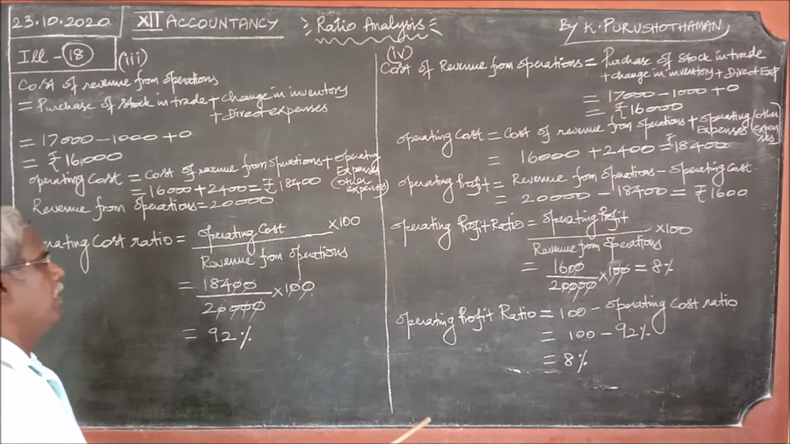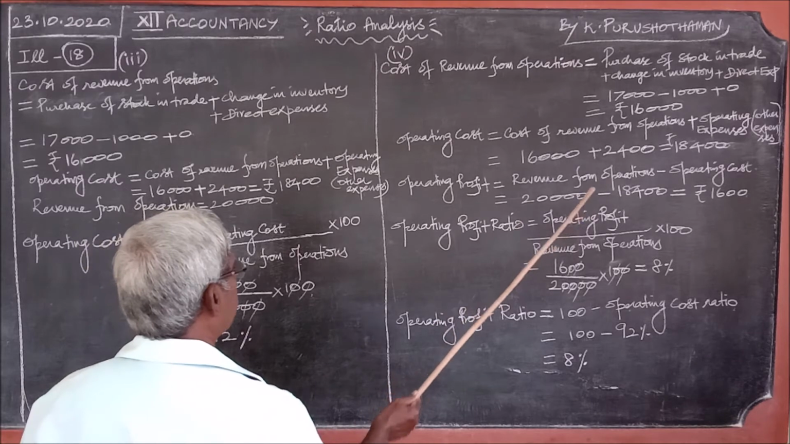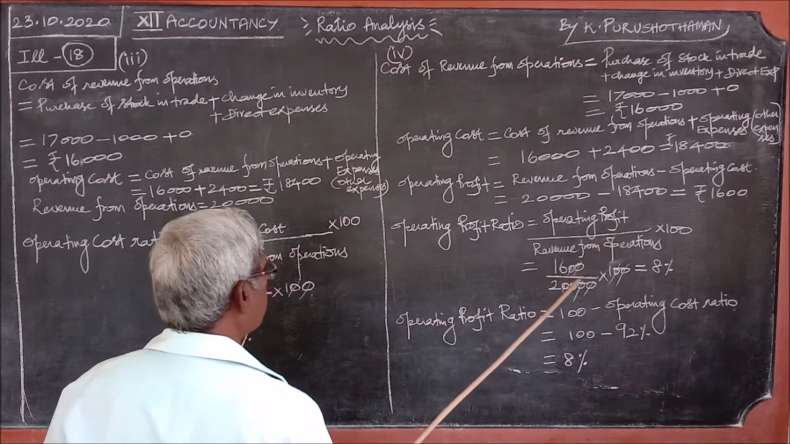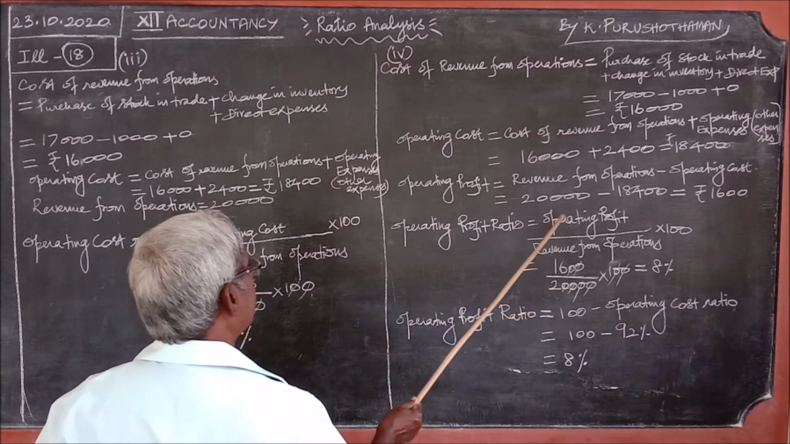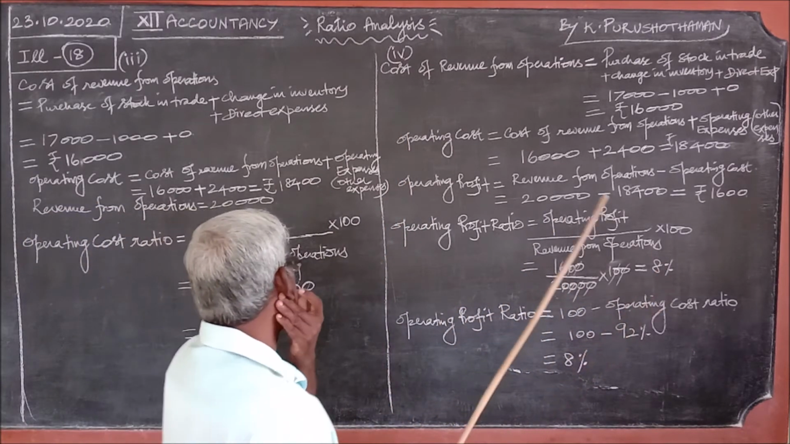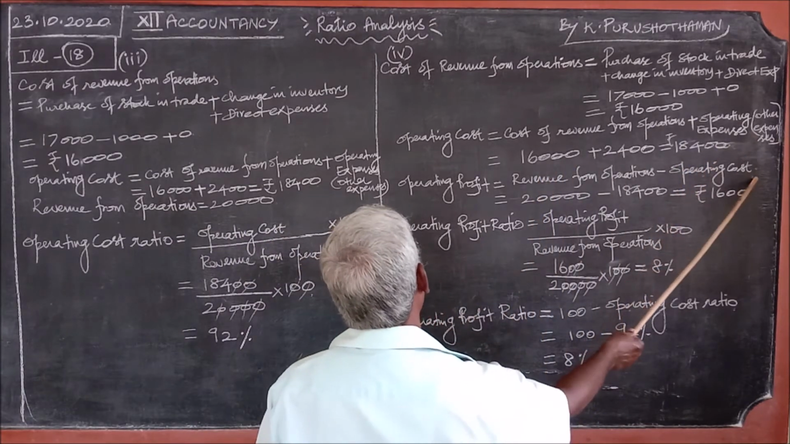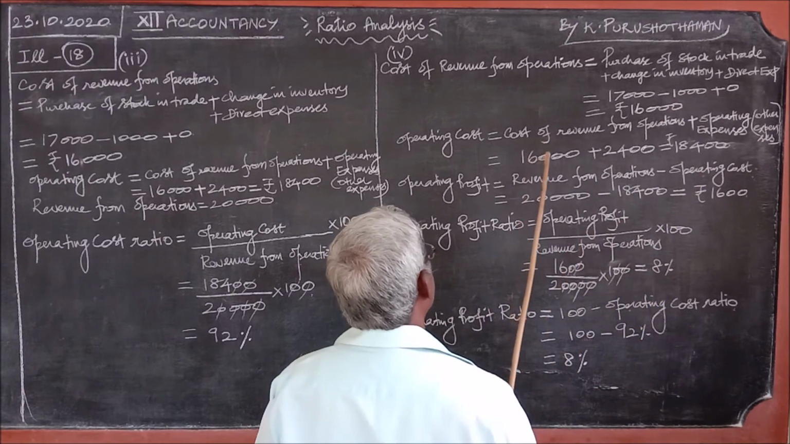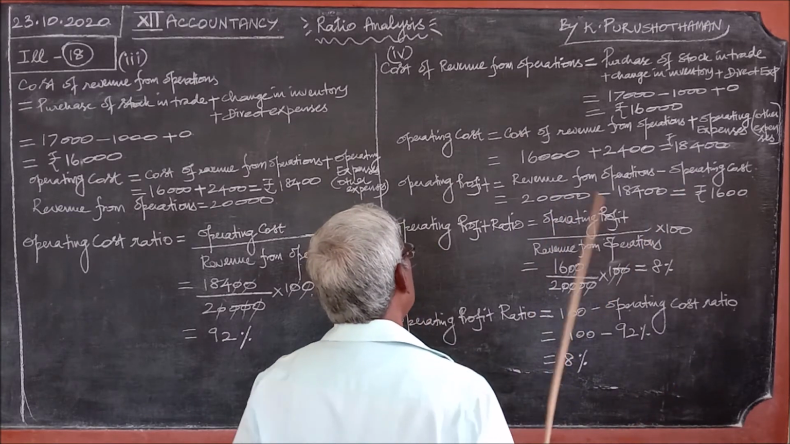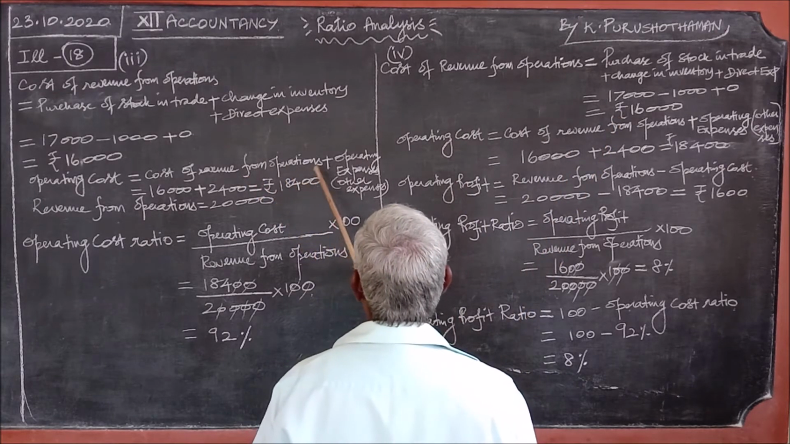And what about the operating profit ratio? Operating profit ratio is equal to operating profit by revenue from operations into 100. Revenue from operations is 20,000. We should find the operating profit. How to find the operating profit? Revenue from operations, that is income from the business, minus the cost of the materials purchased, that is operating cost. Operating cost we do not know. What is operating cost? We have already found it out here. I will come back to this point again.